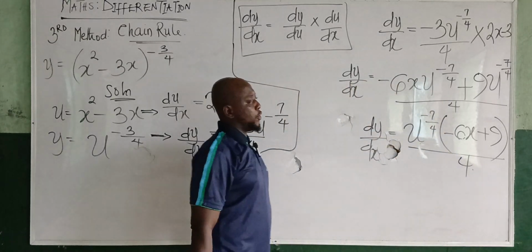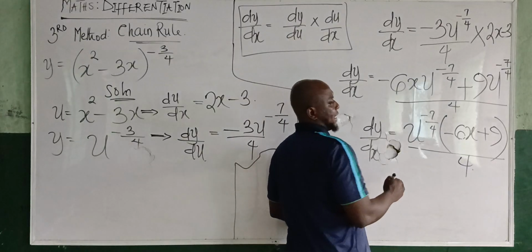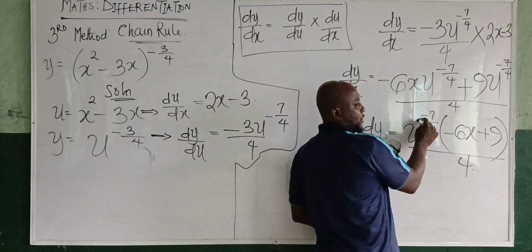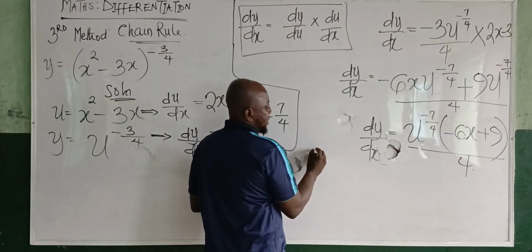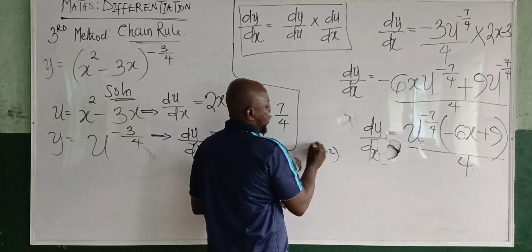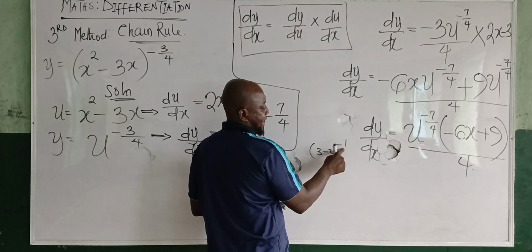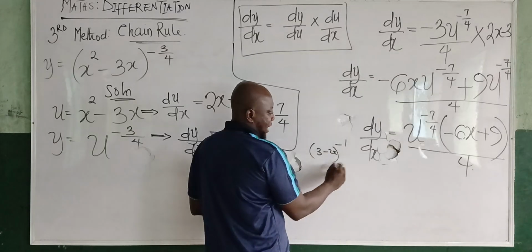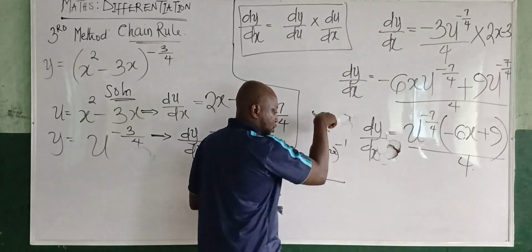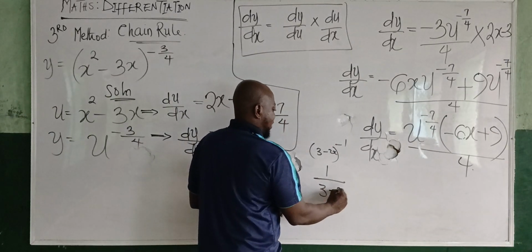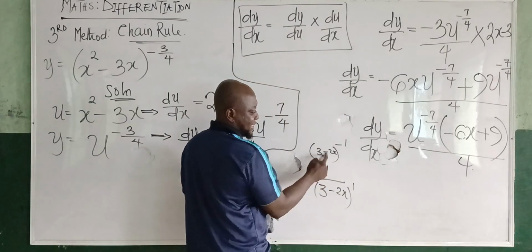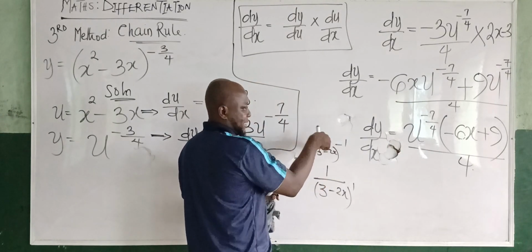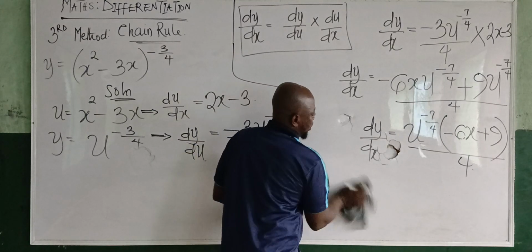From this point, what do I know? I already know that if I remove this minus, the u will drop. So if you have 3 minus 2x raised to the power of 1, if I want to remove this minus now, I will have it to be 1 all over 3 minus 2x, all raised to the power of this 1. So this one presses this value down. That is the same rule we are going to apply here.